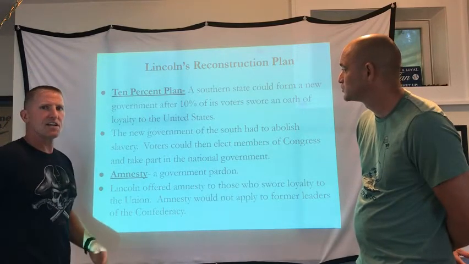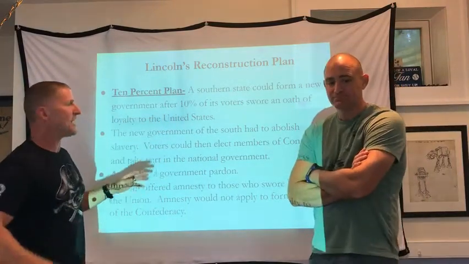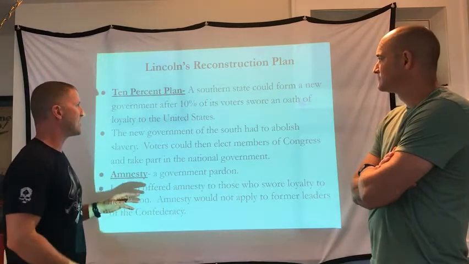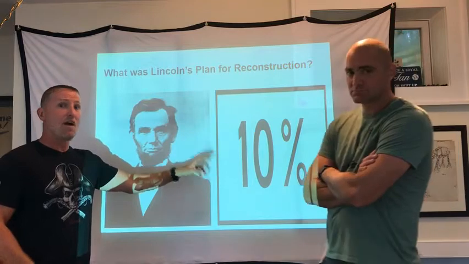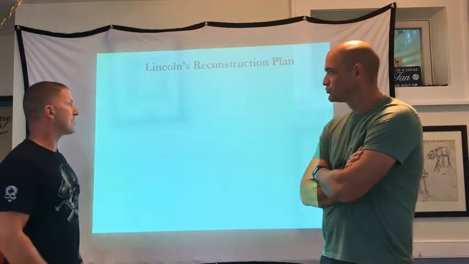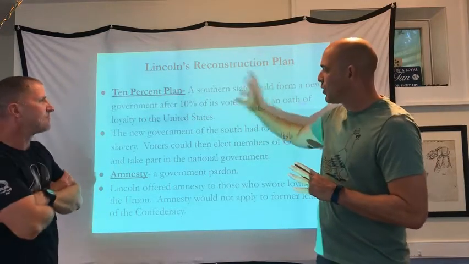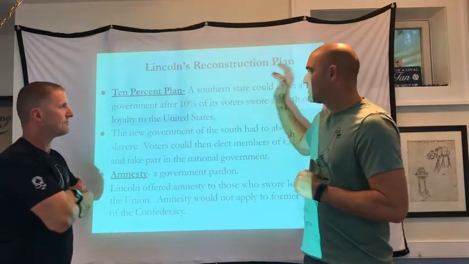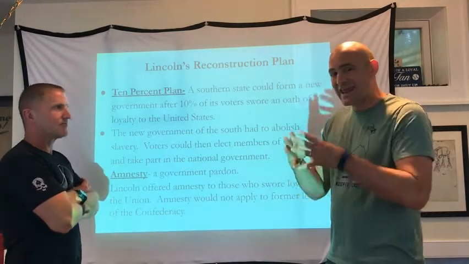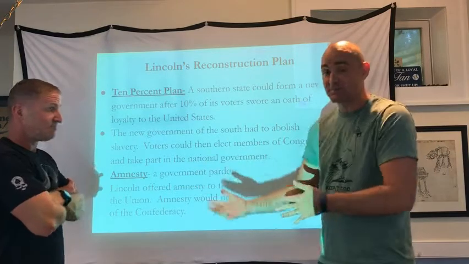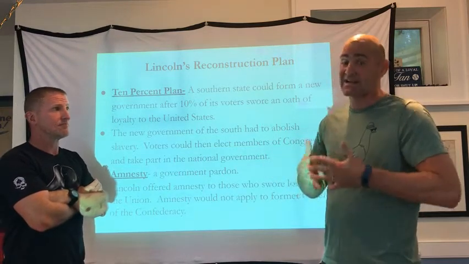So when we look at what Lincoln's going to do here, we can put this up and break it down. Lincoln, of course, wants to make it easier. The number of people who had to take an oath to come back to the United States was just 10% of a southern state's population. Very, very small number in the grand scheme of things. And this is where my students get a little confused. Once 10% of those voters swore their oath of allegiance to the United States, now that particular state, let's say it's Virginia, can begin to write its own new state constitution.